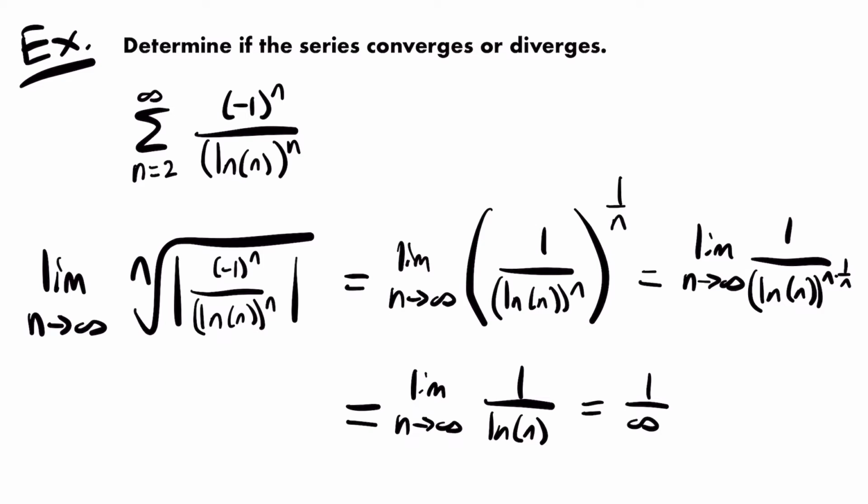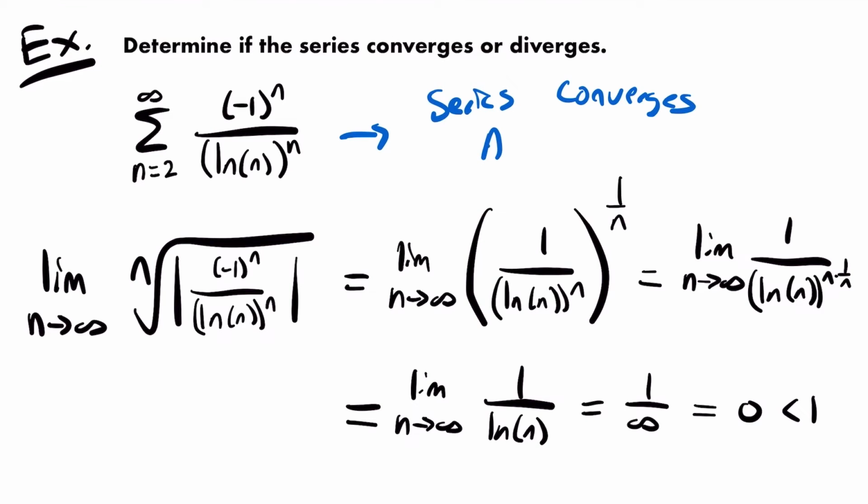1 divided by an increasing denominator, or any fixed value divided by an increasing denominator, will be 0. And so this limit is equal to 0, which is less than 1, which means that from the root test, we can conclude that our series converges absolutely. And so I'll write down that final conclusion, that our series converges absolutely.